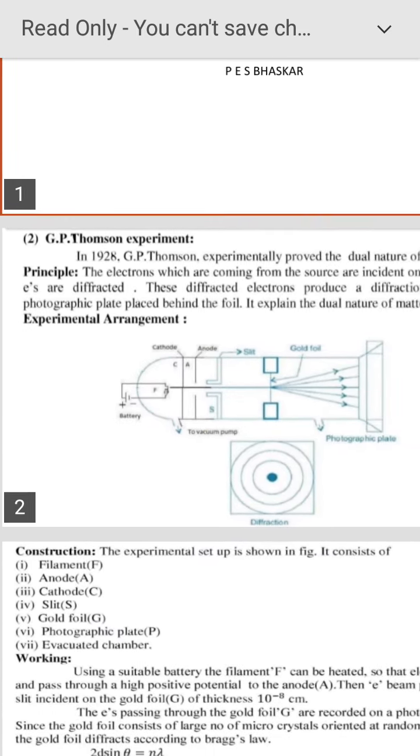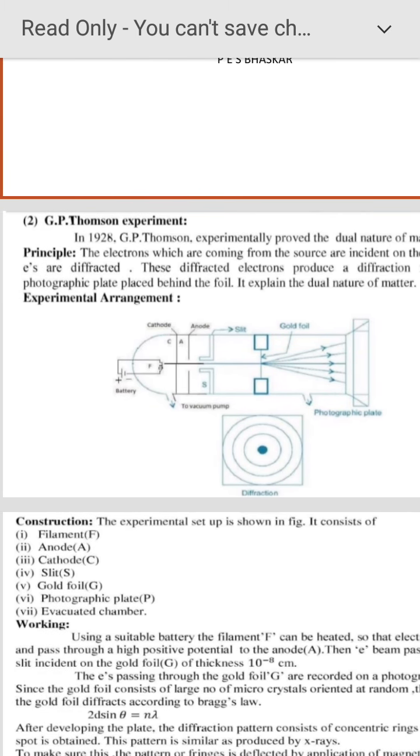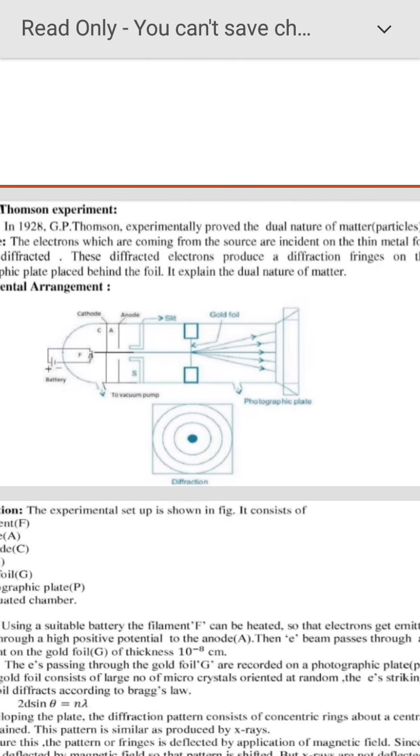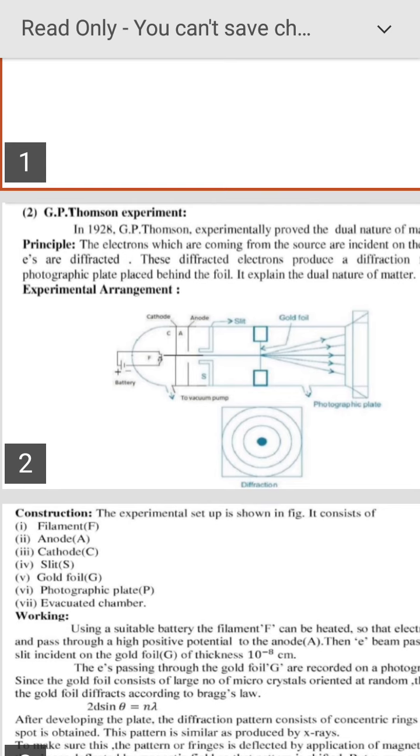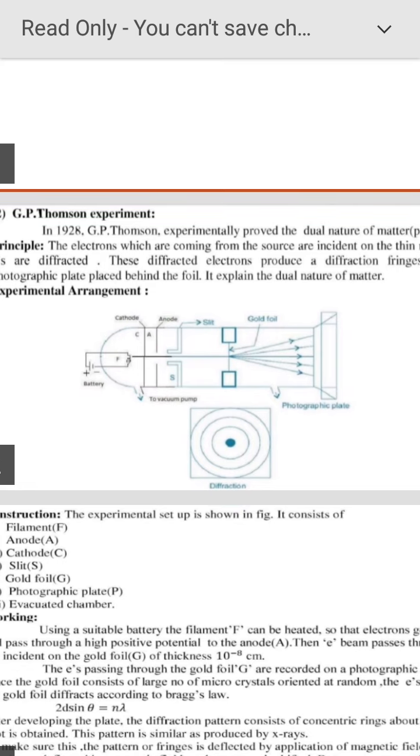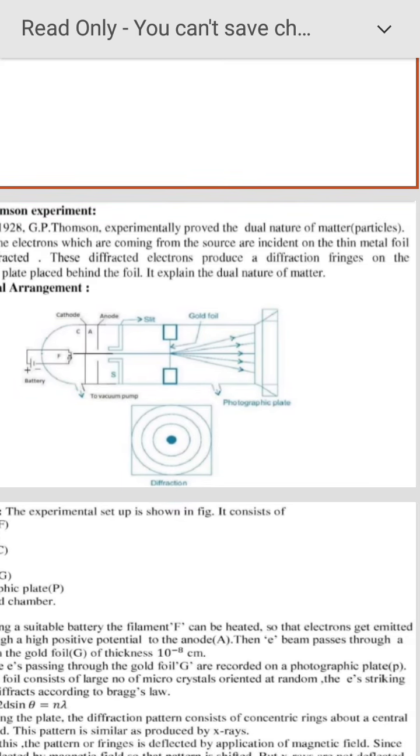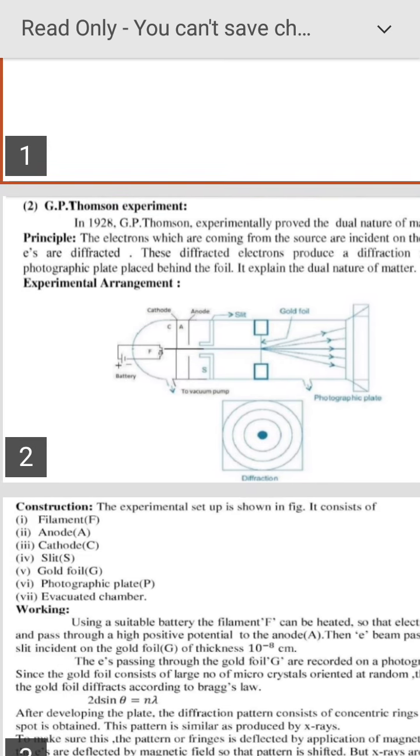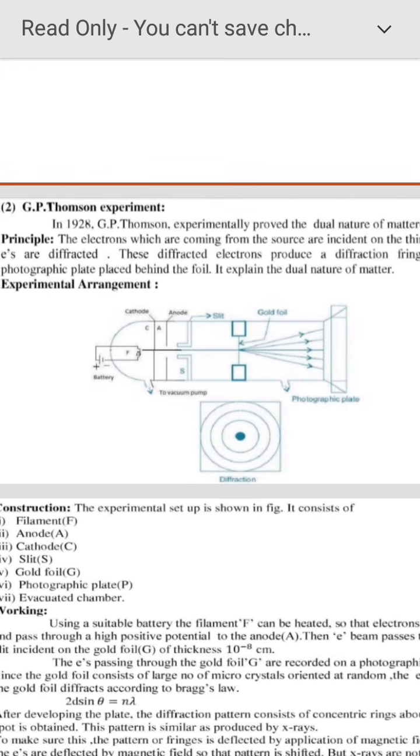So coming to the principle of the G.P. Thomson experiment, the electrons which are coming out from the source are incident on a thin metal foil of gold or aluminum. The electrons are diffracted. The diffracted electrons produce diffraction fringes on the photographic plate placed behind the foil. It explains the dual nature of matter.